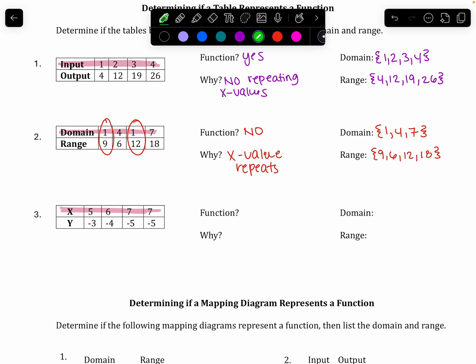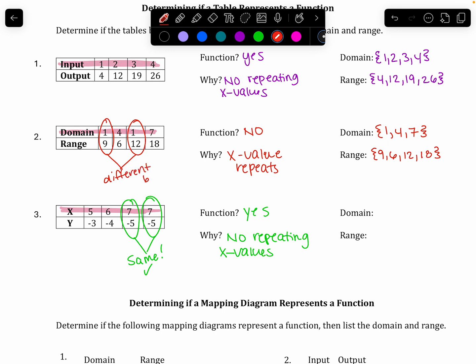Okay, now when we take a look at number 3, notice that I do have 2 repeating x values, but the y values for those 2 repeating x values are the same. So if you end up with a scenario like this, you actually do have a function. And although we do have repeating x values, we technically don't. No repeating x values. So I'm going to write down here that these are the same. That's good. Okay. These are different. That's bad.